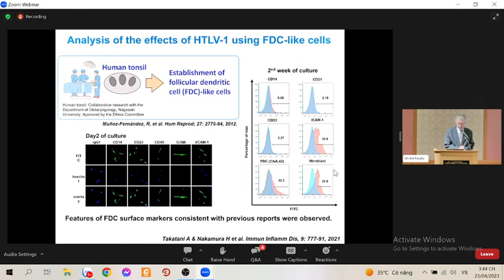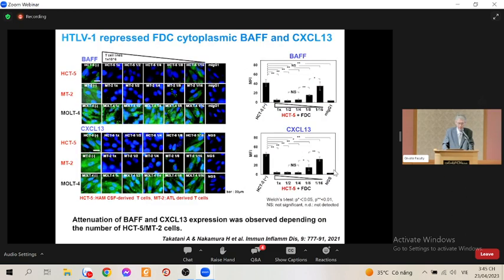The red words show the HCT5 that was from HAM CSF, and MT2 was from ATL, adult T-cell leukemia. By addition of these cells, the BAF and the CXCL13 expression was significantly reduced.